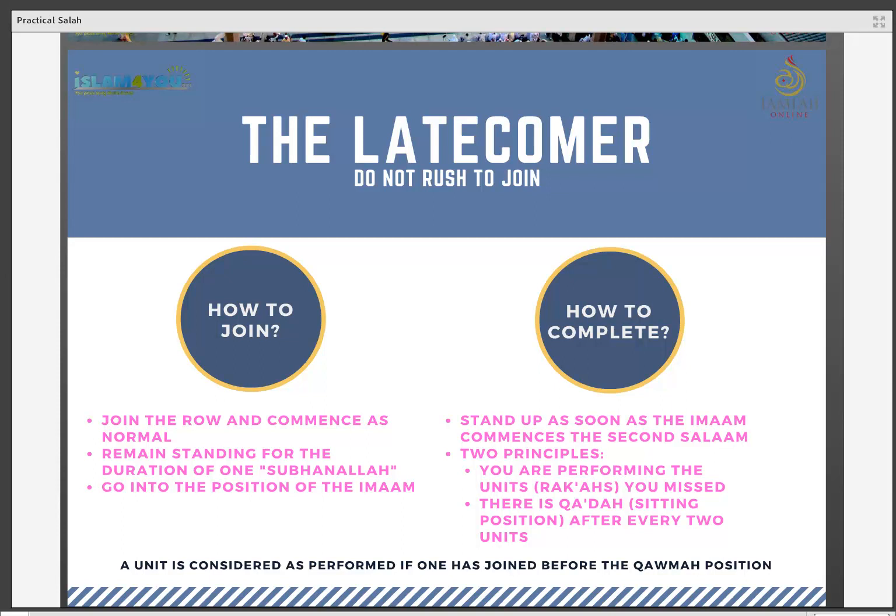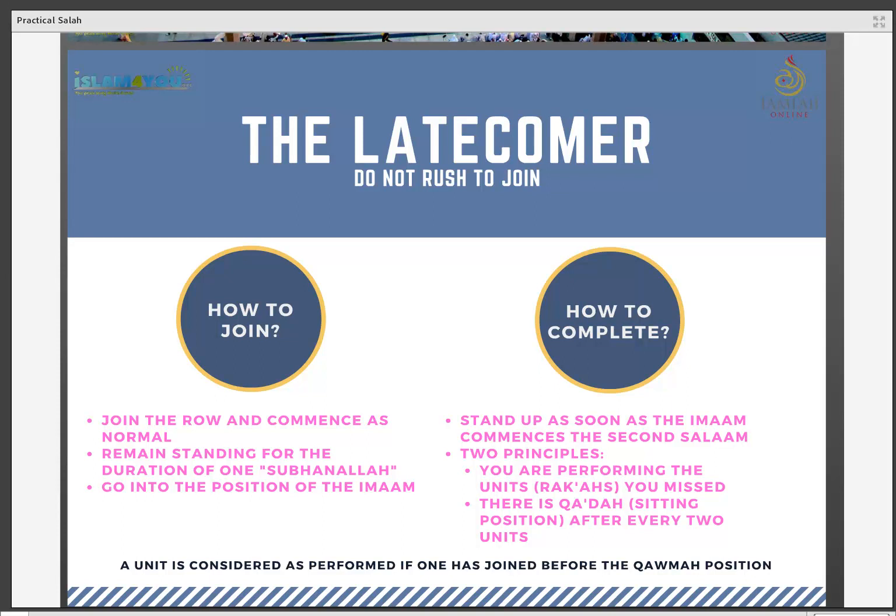Why this is important is, let's look at an example. Say a person joins a prayer in the fourth unit. So he's missed unit 1, unit 2, unit 3. Rak'ah 1, Rak'ah 2, Rak'ah 3. He's got Rak'ah 4. So what does that mean? He performed one unit with the Imam. He now stands up. He's performing unit number 1. But together, he's performed 2 units. He's performed unit 4 and unit 1. So now he needs to sit in the sitting position.